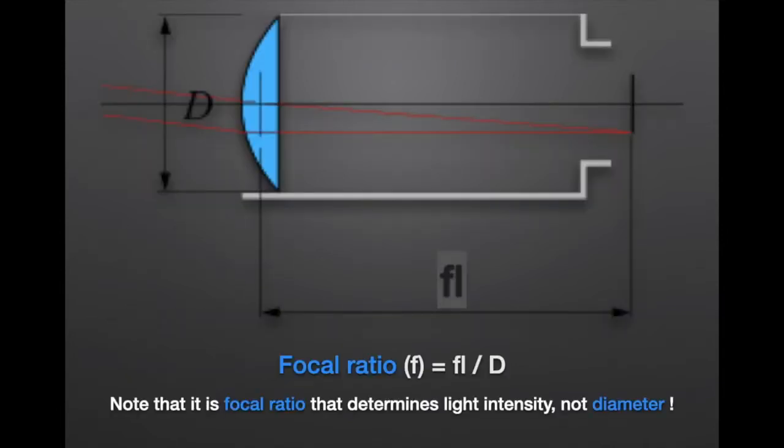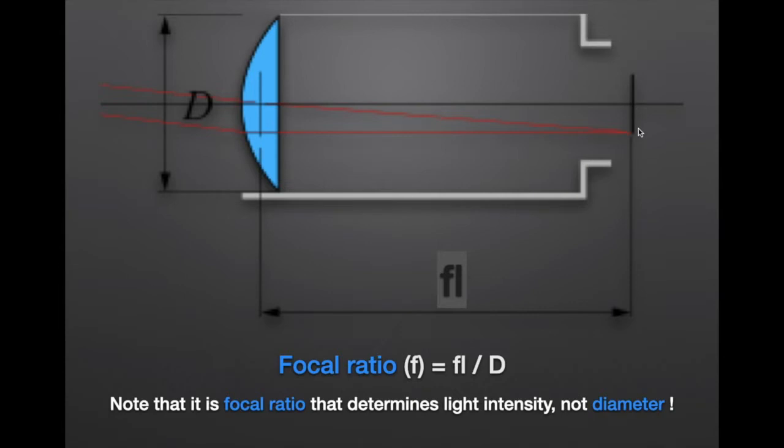So just to explain a little bit about focal ratio, it's not so much the diameter of the scope as it is the focal ratio, which is the focal length divided by the diameter. So with a larger scope, if you have the same focal ratio, you're going to have the same intensity of image on your sensor here. So that's something to remember. It doesn't matter how small or big, it's really the focal ratio.